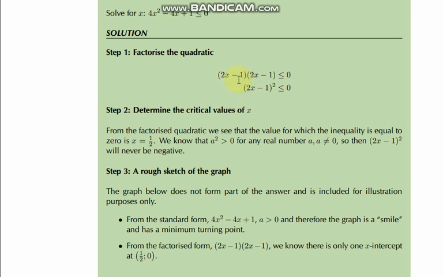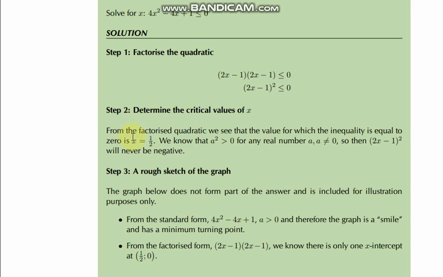So when you're trying to find the critical values, you have to take that 2x minus 1, set it equal to 0, the first one, and take the second one, set it equal to 0. So you're basically going to get two solutions where x is equal to 1 over 2, a half.